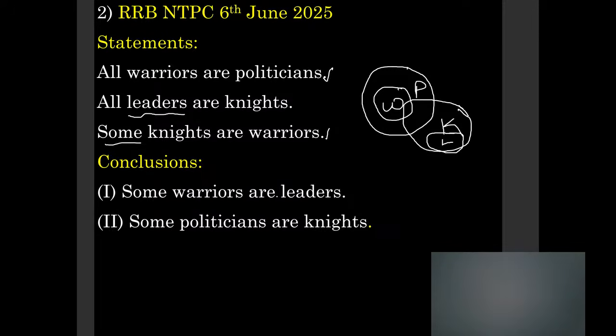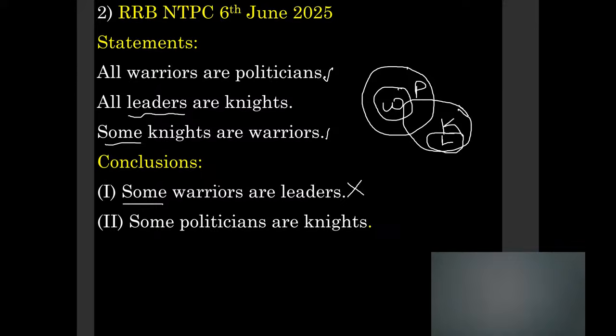Some warriors are leaders. If you observe, warriors and leaders circles are not intersecting. Some means it should intersect. So as those are not intersecting, you can take this as false. First conclusion doesn't follow because warriors and leaders are not intersecting.